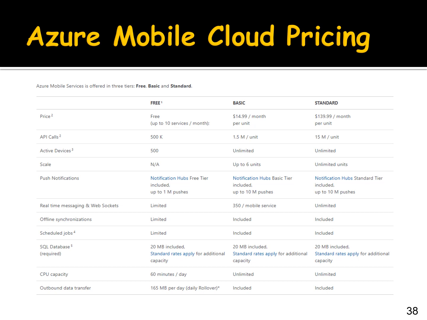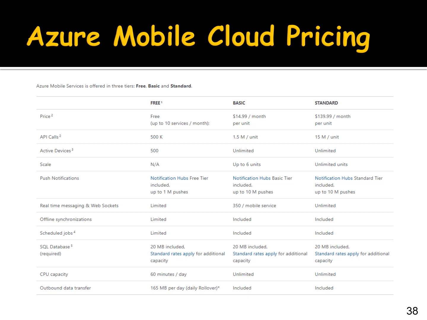Next tier is basic. It costs 14.99 per month per unit. In this, it provides 1.5 million API calls per unit. The active devices can be unlimited, but it scales up to 6 units. It has various unlimited and included services which you can further notice on the pricing list.